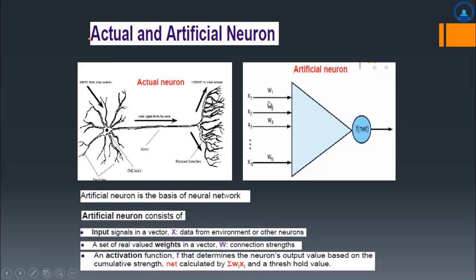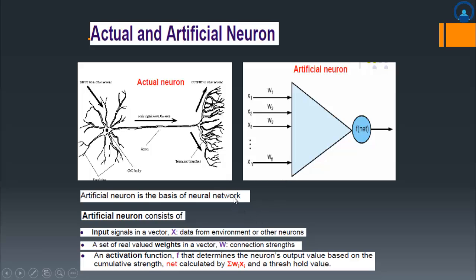The neuron's activation level is determined by the cumulative strength of its input signals, where each input signal is scaled by the connection weight along the input line. Activation level is thus computed by taking the sum of the scaled inputs, wi into xi. So we multiply x1 with w1, x2 with w2, x3 with w3, and so on till xn with wn, and add all the values, which is the summation of wi into xi.